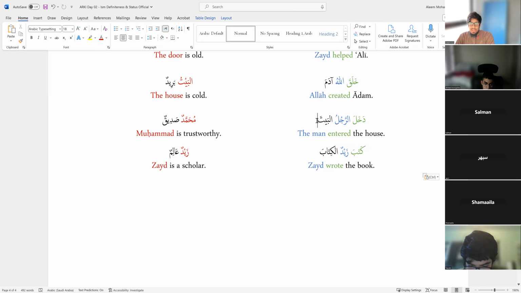And then al-bayta, based on the fact that it's in a state of nasb, which I can tell because it has the fatha ending, will be my receiver. And then kataba Zaydun al-kitaba follows the same pattern. Zayd wrote the book. Okay.